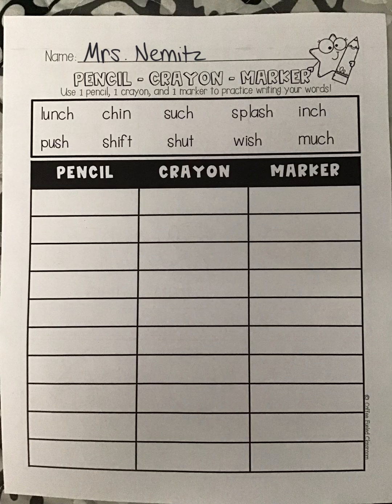Our first word is lunch. Lunch. With your pencil, please write lunch. Ch. CH says ch. With your crayon, write lunch. Lunch. And with your marker, write lunch. Ch. Lunch.